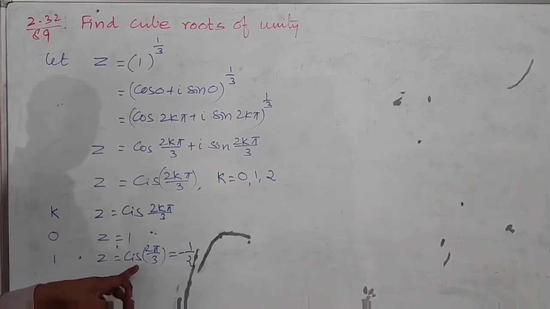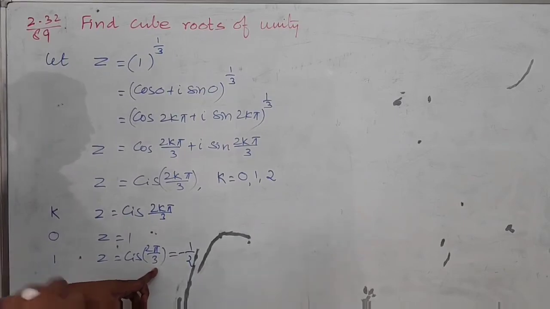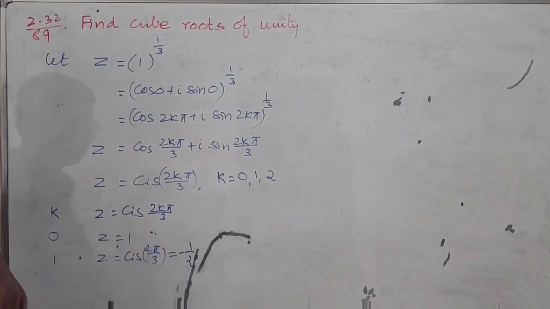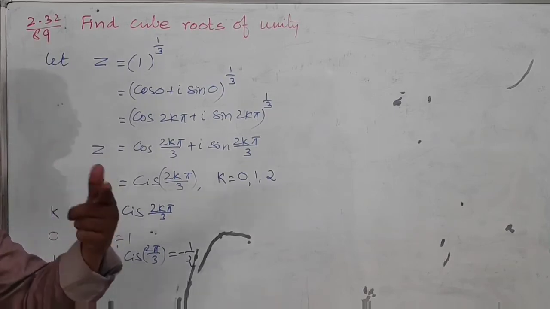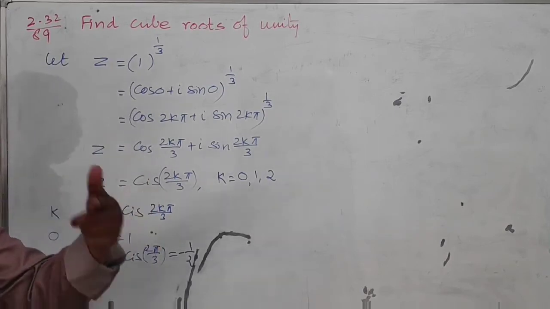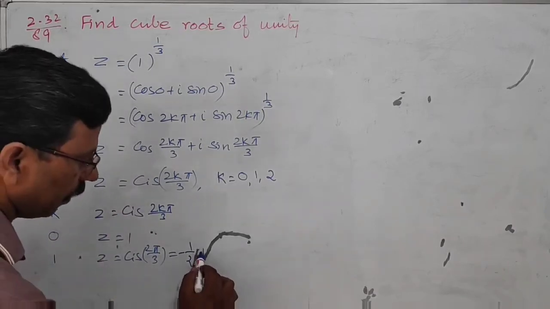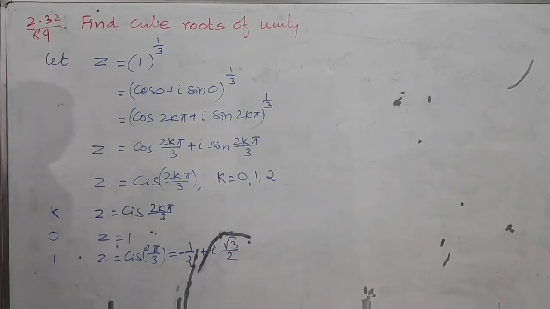Now, after that plus i into sine of 2 pi by 3. Sine of how much? This 120 degree. Sine 120 lies in the second quadrant. Sine is positive. Therefore, we can say sine of 120 degree is equal to sine of 180 minus 60 equal to again sine 60. Sine 60 value is root 3 by 2. Therefore, plus i into root 3 by 2 you can write.